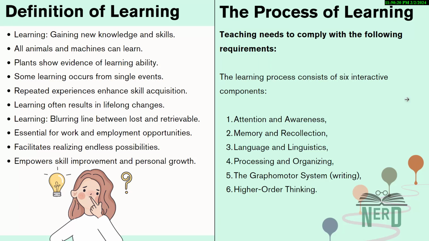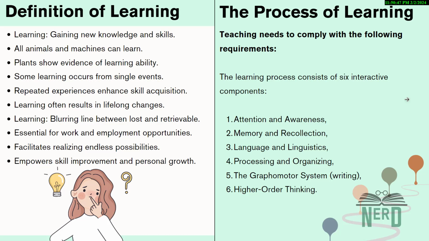Learning is essential, like picking up something new. It could be knowledge, or how to do things, or values, or even changing the way we think and feel. It's not just us humans who learn. Animals and even machines are on the learning journey, and some plants show signs of learning too. And learning can happen quickly from a single event.